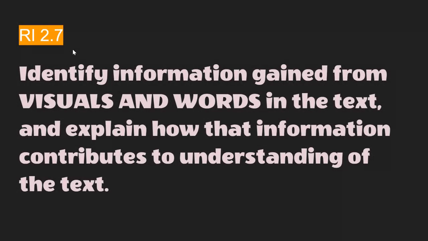So let me read this real quick. And just warning you, there's a lot of words in here that it's okay that you don't know. Miss Acton's going to make it sound more second grade for you. So it's RI 2.7 and it says, identify information gained from visuals and words in the text and explain how that information contributes to understanding of the text.